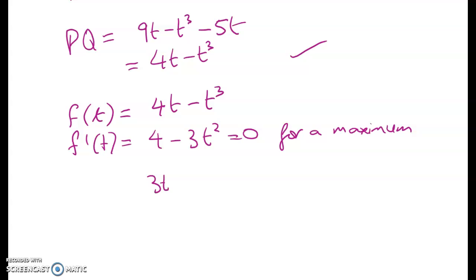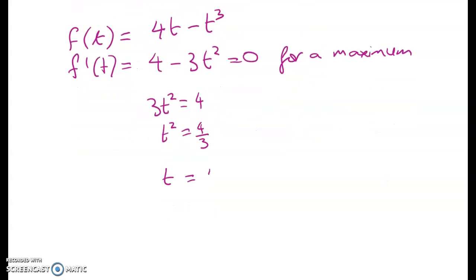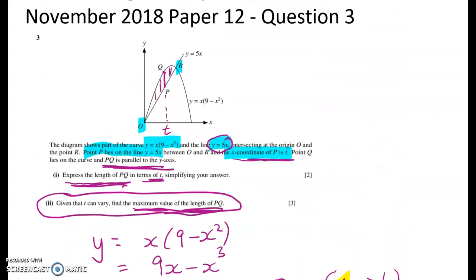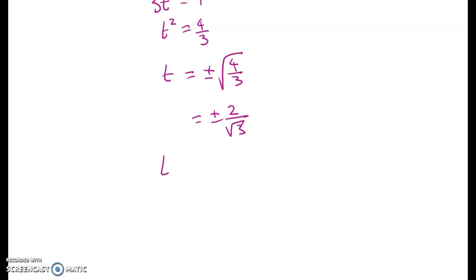So solving this gives me 3t squared equals 4. t squared is equal to 4 over 3. Now this equation has got two solutions. t is equal to plus or minus the square root of this, which is plus or minus 2 over root 3. But let's just go back and have a look and see whether both of those make sense. Now they don't, right? We know that t needs to be positive because it lies between the origin and point R. So we can reject the negative one because t has to be positive.